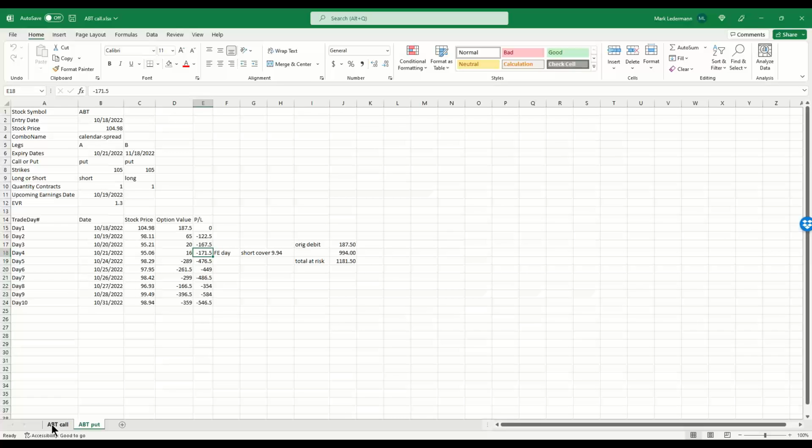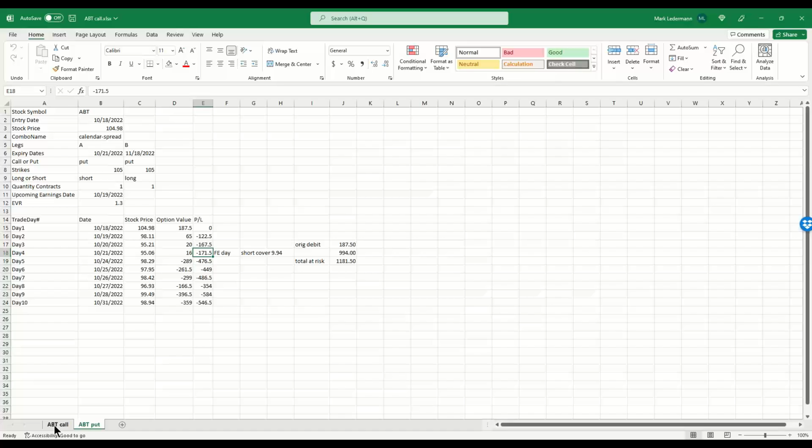After FE day, the fronts expire, and whether you covered them or allowed them to be exercised against you, in either case, the ramifications are different for an in-the-money calendar spread than they are for where the fronts expire worthless.